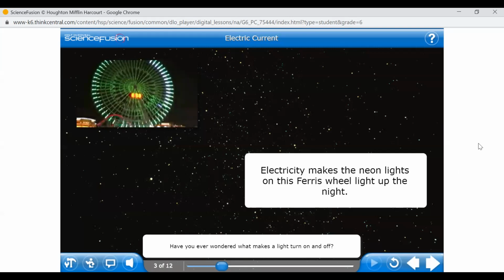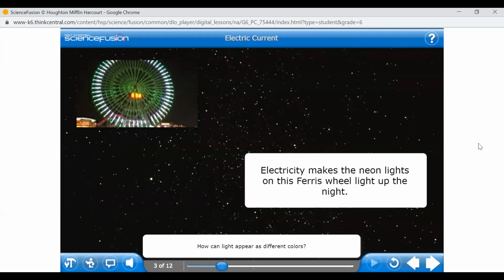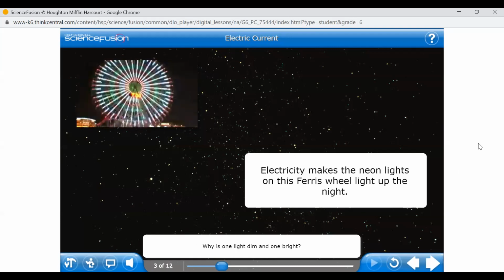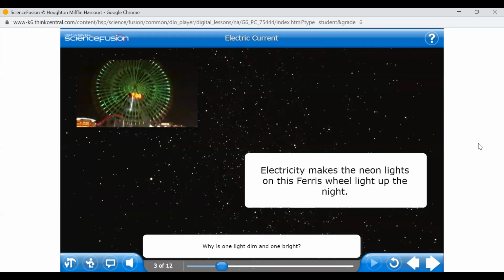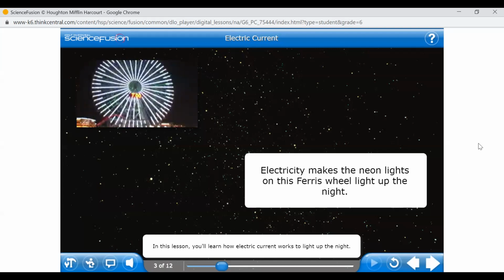Have you ever wondered what makes a light turn on and off? How can light appear as different colors? Why is one light dim and one bright? In this lesson, you'll learn how electric current works to light up the night.